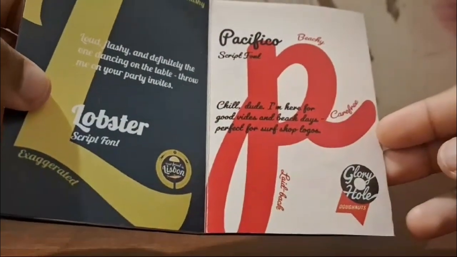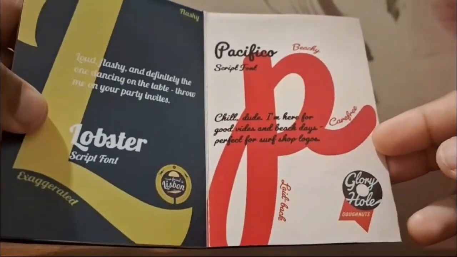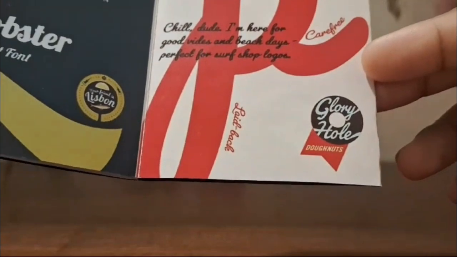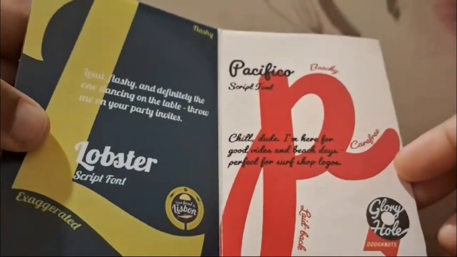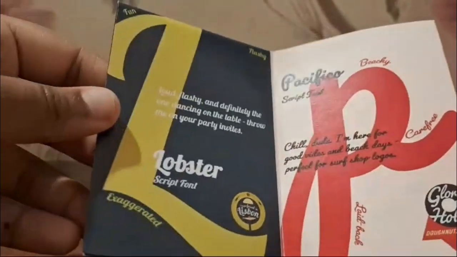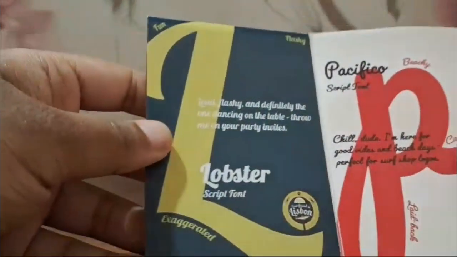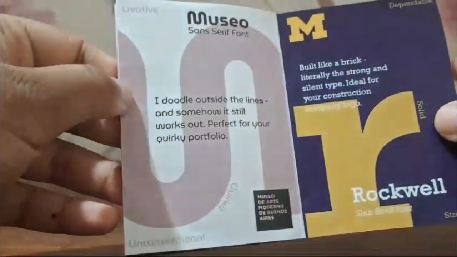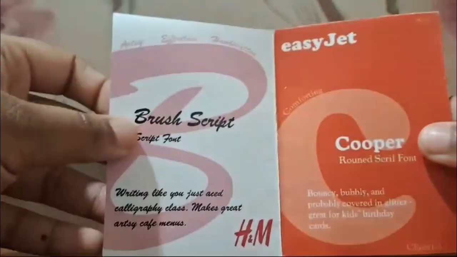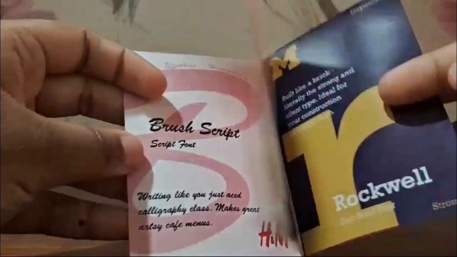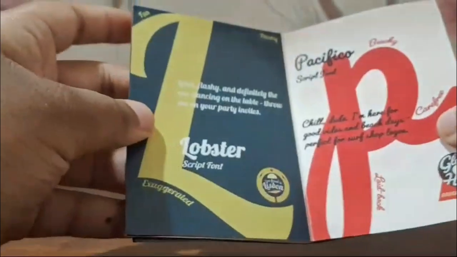Then lastly, we have Pacifico, which is again a script font. It's used by Glowy Hole Donuts in their logo. It's laid back, carefree, and beachy. And yeah, that's the end of it. Again, these both go together. These two go together. So whichever ones are together, they go together. You can pair them and use them together.